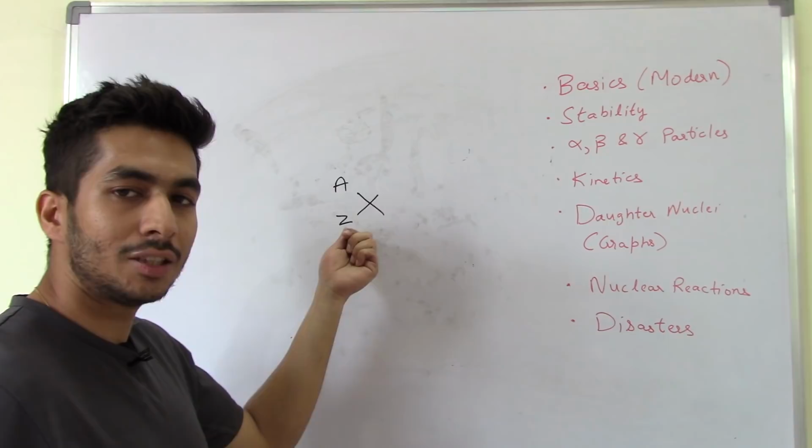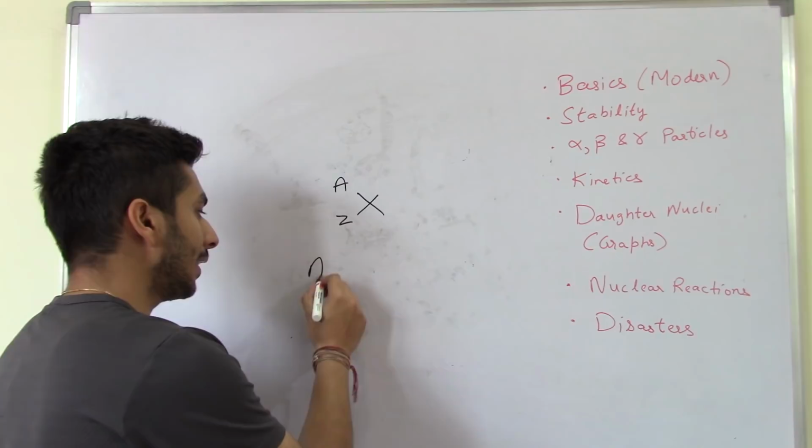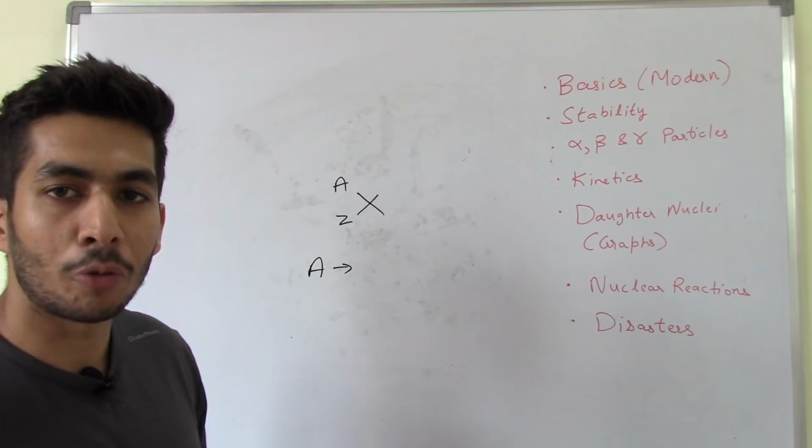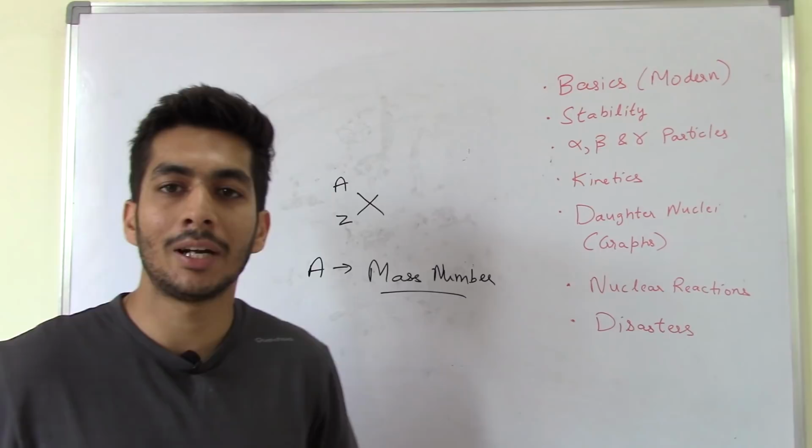Now many of you make this mistake. They think that A is the atomic mass or the atomic number, but actually A is not atomic mass or atomic number, it is the mass number. A is the mass number, okay? And I know why you make this mistake, because you think A is the symbol. So if A is the symbol, it has to be either atomic mass or atomic number, but actually this A symbol means it's the mass number.